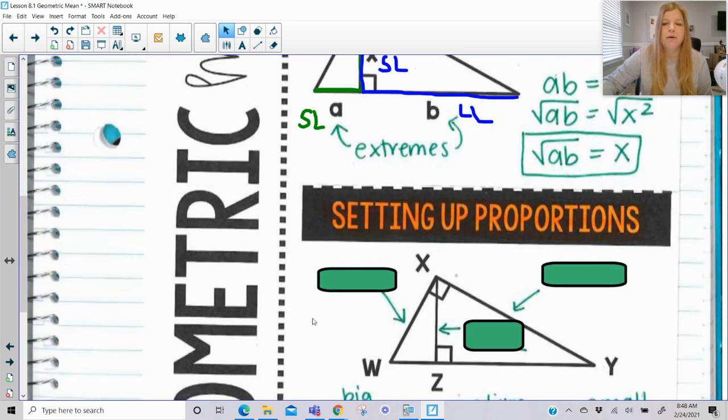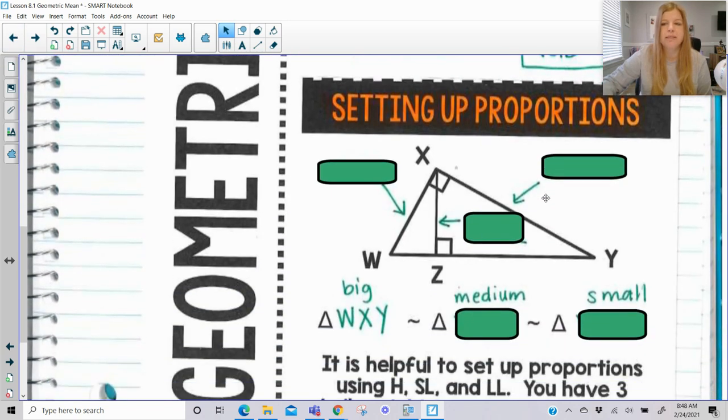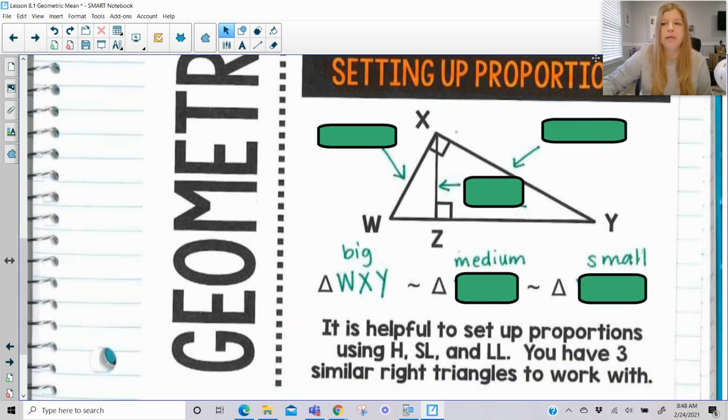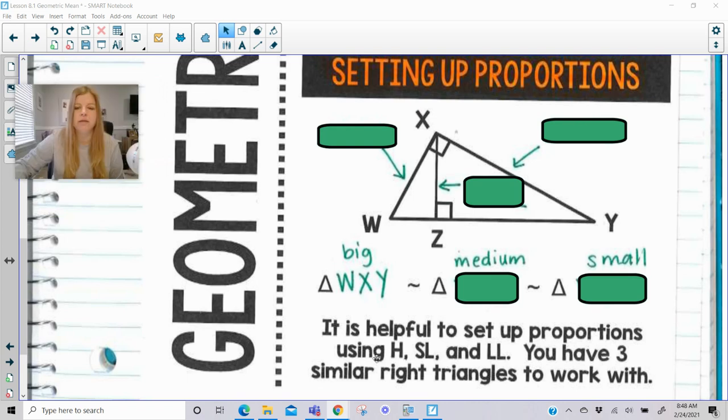Okay, so now the next part is just more practice in understanding and setting up these proportions. So I made a little note here that you really have proportions using h, the hypotenuse. So I might be using the hypotenuse to set up proportions. Like I mentioned before, a hypotenuse could also be a long leg, or the hypotenuse could be the short leg. You have 3 similar triangles to work with.